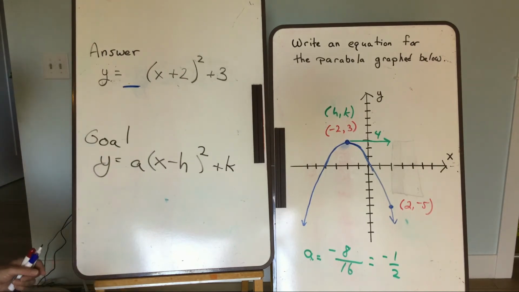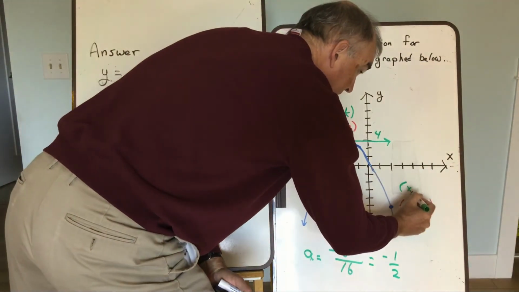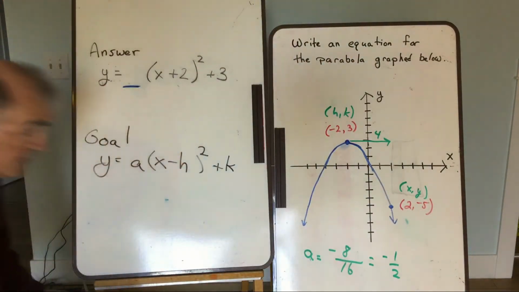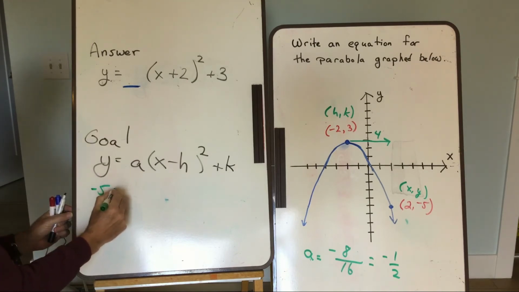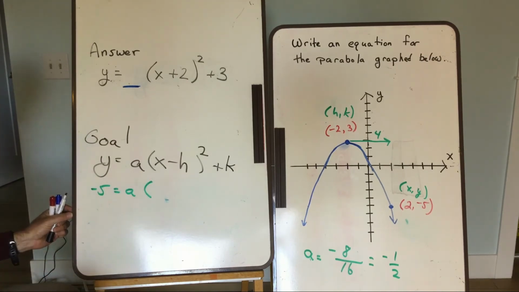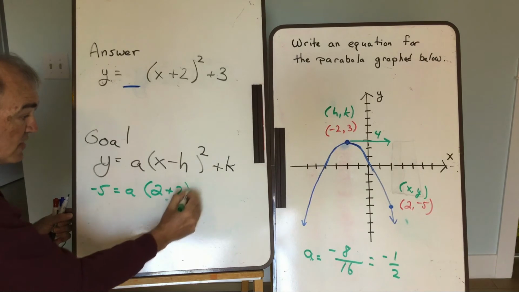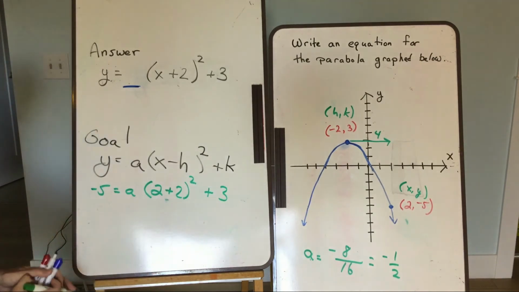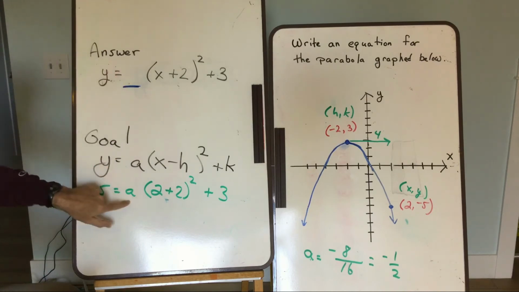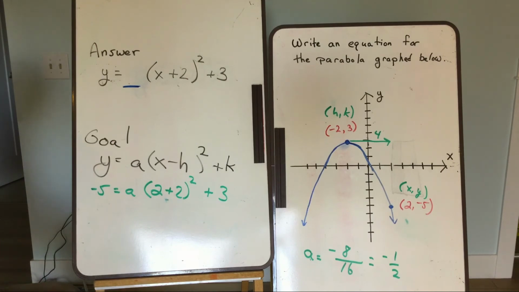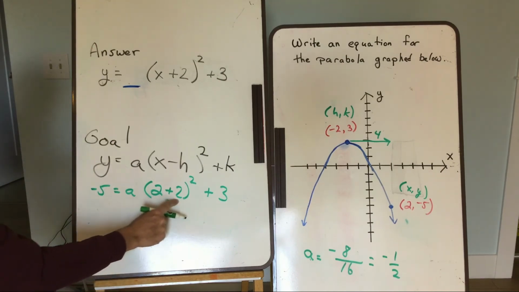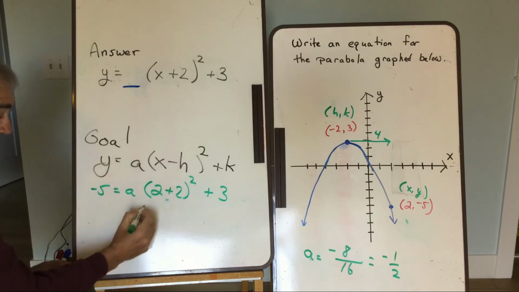But let's do it a second way. The second approach is that our second dot is an example of an xy coordinate that fits in the equation. y is -5, x is 2, x minus h is x plus 2, squared, plus 3. We took our partial answer with the a, we substituted 2 for x, -5 for y, and now we solve this equation. 2 plus 2 is 4, 4 squared is 16.